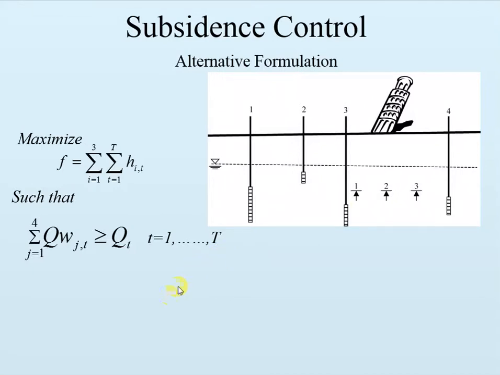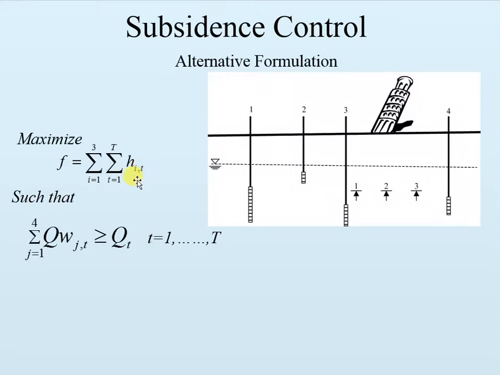And using that, I want to show an alternate formulation for this same problem. So let's study this one. I'm going to assume the setup is this. We are required to withdraw a certain amount of water, Qt, in each stress period, and that is going to be the sum of the 4 pumping rates in that stress period. That's now a constraint.